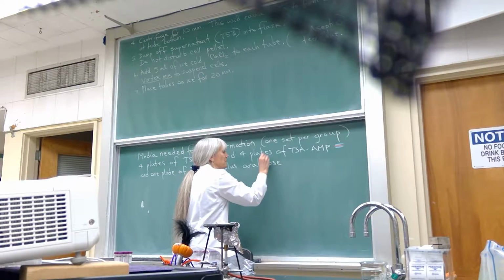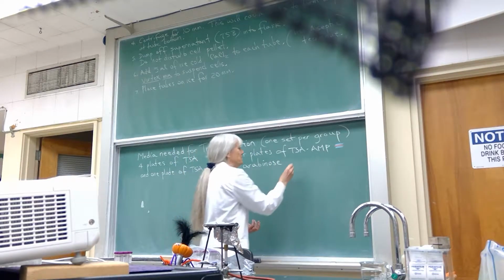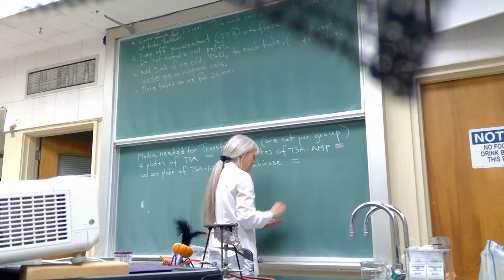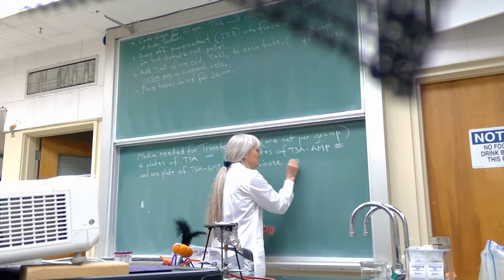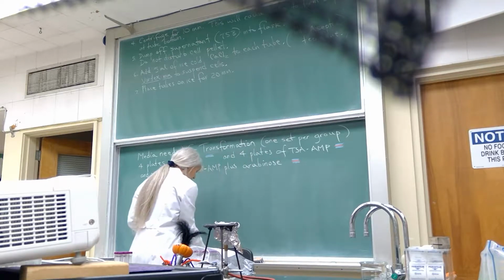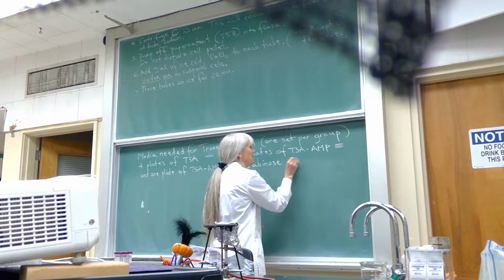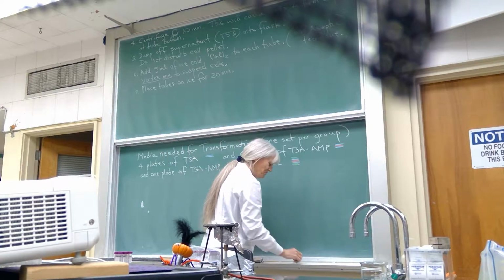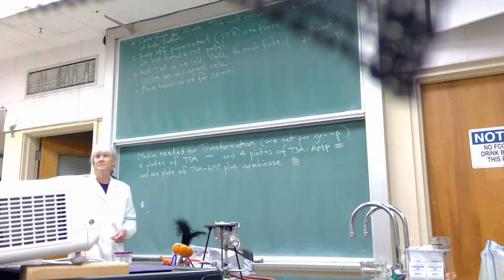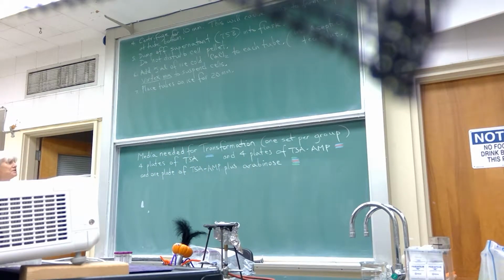TSA amp Ravenous plates have 2 blue lines, a red line in the middle, and green lines on the outside. Like, who came up with this? I don't know. Somebody who was big time into color. So each group needs 9 plates: 4 TSA, 4 TSA amp, 1 TSA amp Ravenous. Those media are up here on the front bench.